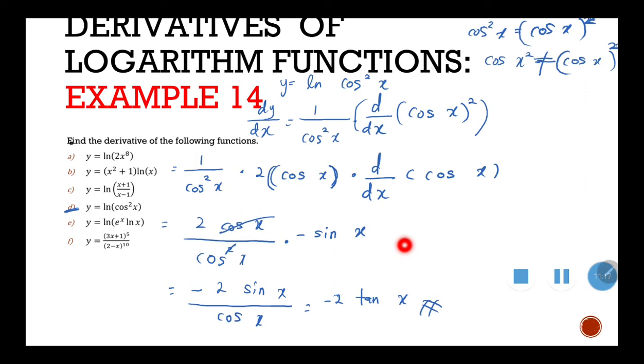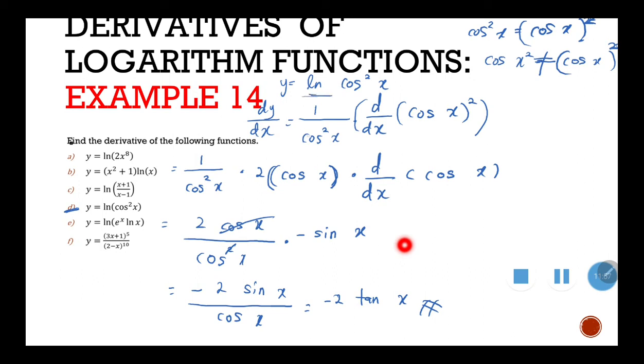Okay, so the question is ln cos square x. Ln cos square x can also be rewritten like this, ln (cos x) square, where everything is square, cos square x. But if you have cos x square, you cannot write it like this, okay? For this part, only x is square, cos not square. Okay, so now we have y equal to ln cos square x. Our mission here is to find the dy/dx for this one here.